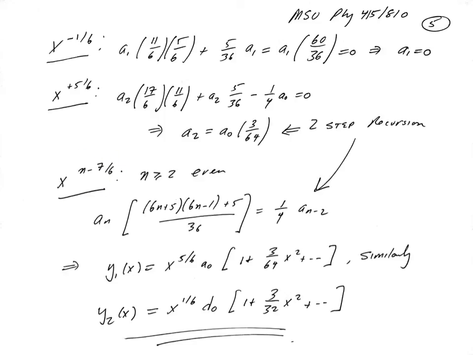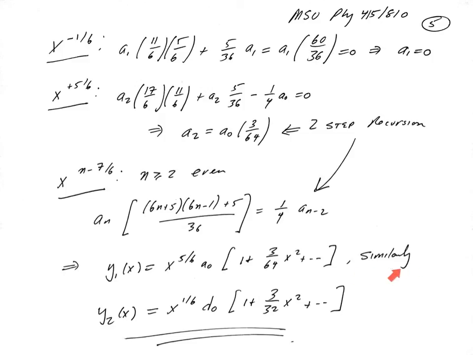If you work this out in general, if you look at the term that multiplies x to the n minus 7/6 for any even n, you get this equation: an times this combination involving n is equal to a quarter a sub n minus 2. This expression here is just a special case of that. In principle, we can solve this for as many terms as we like, and so we see the solution y1 of x is of the form x to the 5/6 times a0 times the quantity 1 plus 3 over 64 x squared plus something of order x to the 4th plus something of order x to the 6th, etc. You should try this on your own and work it out because you'll have some examples of this in your homework.